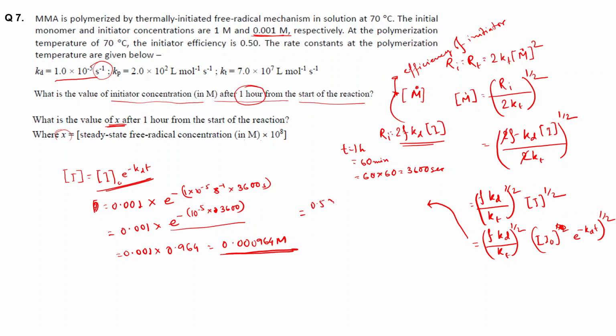So if you do 0.5, kd is 10 to the power minus 5, and kt is 7 into 10 to the power 7, and this is half. And [I] will be the value, so actually you have already found the value of [I], so you can write it here as well. So this is 964 to the power half. Basically you have to calculate this, it is not 10 to the power 7. If you calculate the value, it will be around 0.714 into 10 to the power minus 13 to the power half.